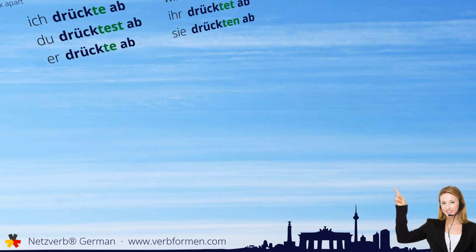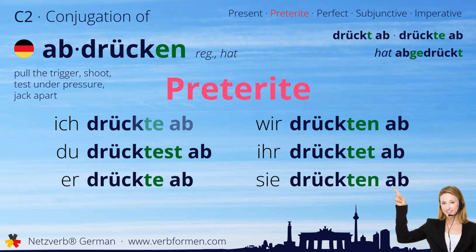Next up is the preterite. Ich drückte ab. Du drücktest ab. Er drückte ab. Wir drückten ab. Ihr drücktet ab. Sie drückten ab.